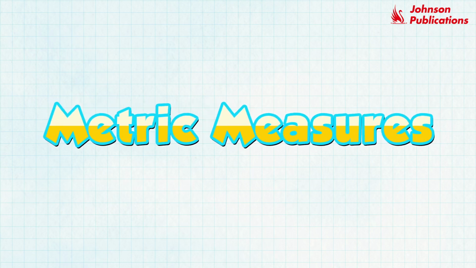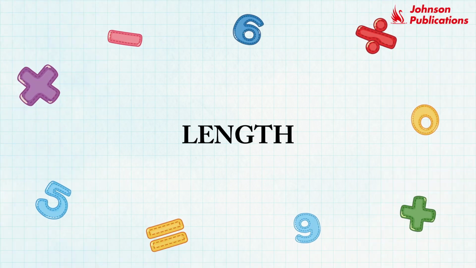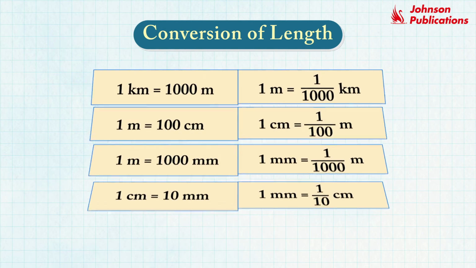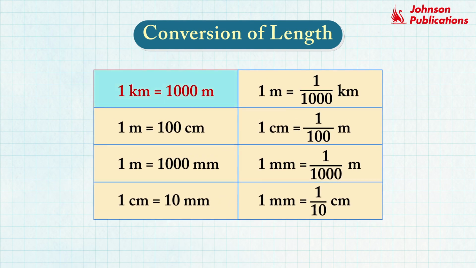Metric measures. Length. Conversion of length. 1 kilometer is equal to 1000 meter.